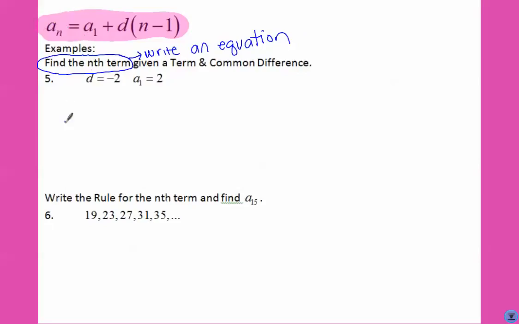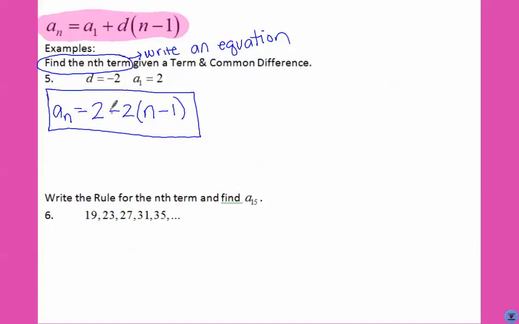So we're going to keep a sub n as the first thing. A sub 1 we were told is 2, so we're going to plug the 2 in. Plus d, since it's plus a negative d, we're going to use minus d times n minus 1. And that's it. That's all you have to do. You cannot subtract these 2's because this negative 2 is connected to the n minus 1. You can't simplify this. Do not simplify this. Leave it as it is. That's it. You're done. It is as easy as it seems.